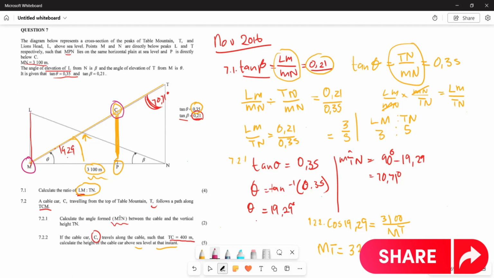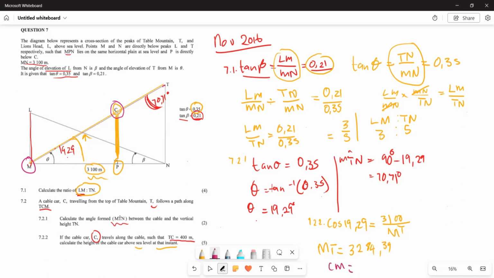For you to find side CM, there are many ways you can do it. You already also have this one from here up until here, those two lines. So you are going to come back and say your CM is going to be given by 2884.39. That is your CM, which means this distance from here up until here is 2884.39. That is going to be the totality of that particular distance.